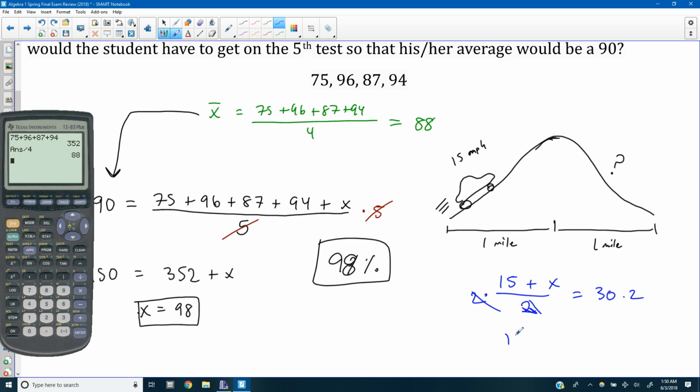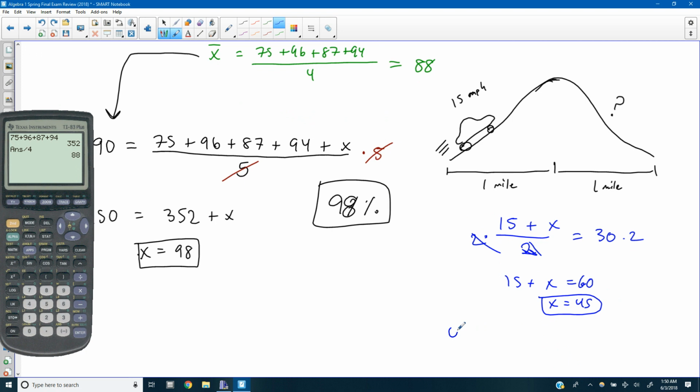So you multiply by 2, and you get 15 plus x equals 60. Subtract 15, you get x equals 45. So you say, okay, you have to go 45 miles per hour, which actually makes a lot of sense. 45 miles per hour to average 30 miles per hour overall, right? 15 for the first half, 45 for the second half, they average to 30. Mathematically, there's nothing wrong with that.